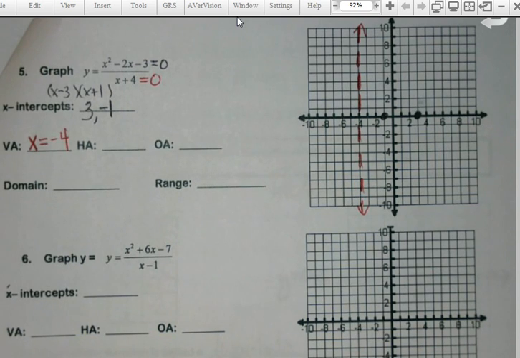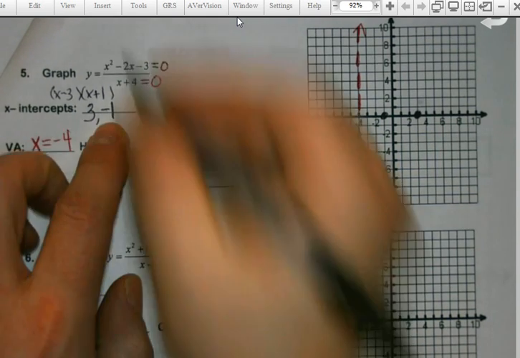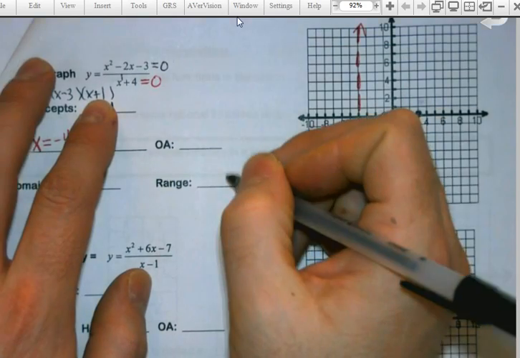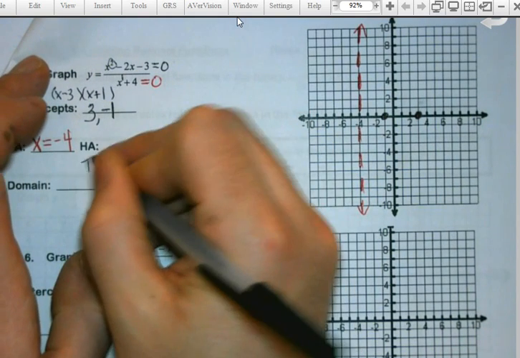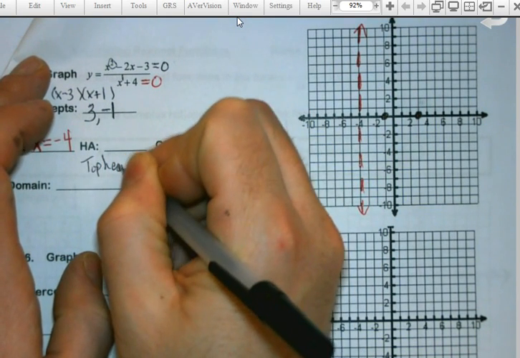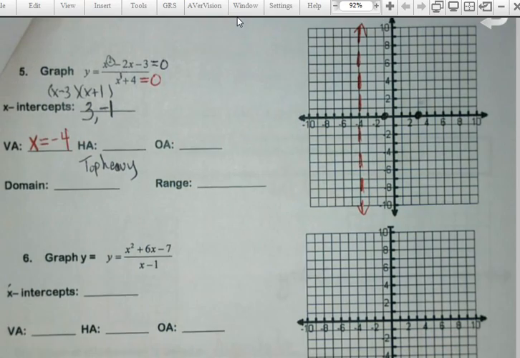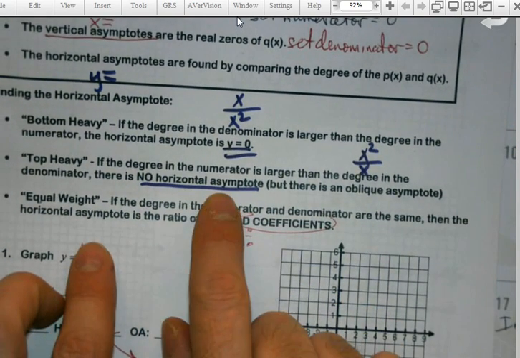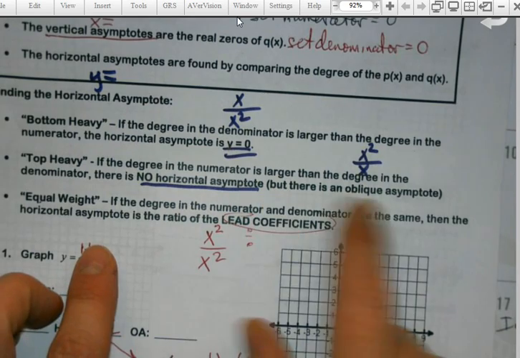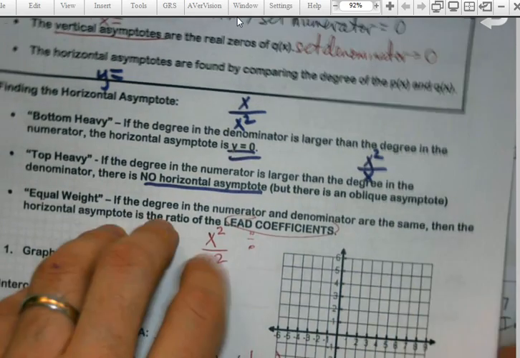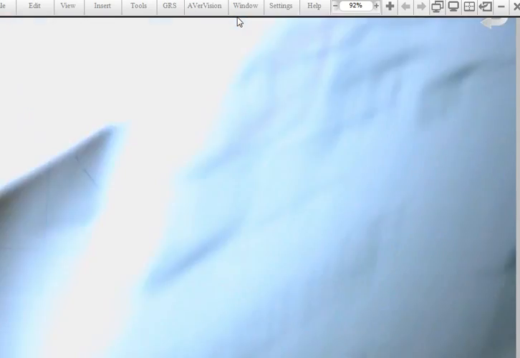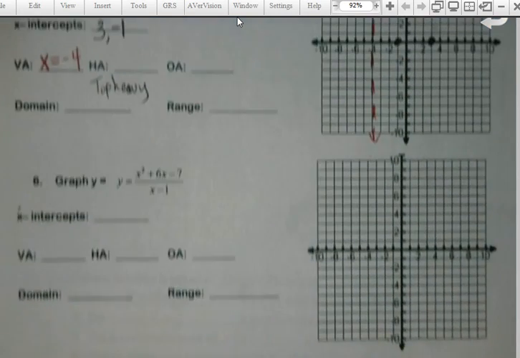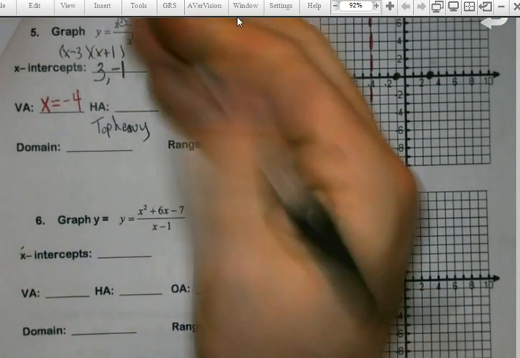Horizontal asymptote. Look at your degree in the numerator and the denominator. 2 is bigger, which makes this top heavy. First time we've dealt with that. Exponent's bigger on top, it's top heavy. Well, what does that mean? There is no horizontal asymptote, but there is an oblique asymptote. So horizontal asymptote, in this case, is none.